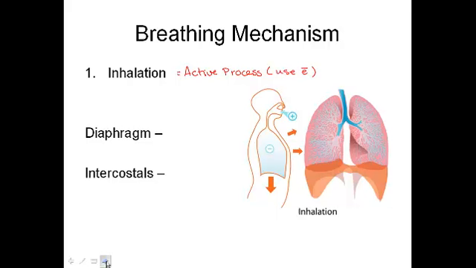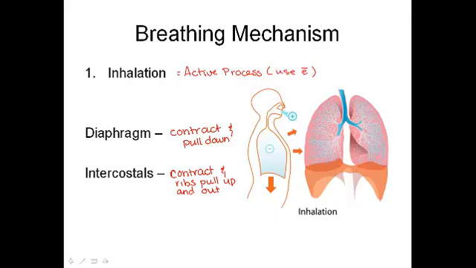So when we breathe in, our diaphragm is going to contract, and when it contracts, it's going to pull down. When it pulls down, this creates a bigger volume in our thoracic cavity. Our intercostal muscles are also going to contract, and they're going to pull the ribs up and out. Again, creating more space in our thoracic cavity for air to come into.